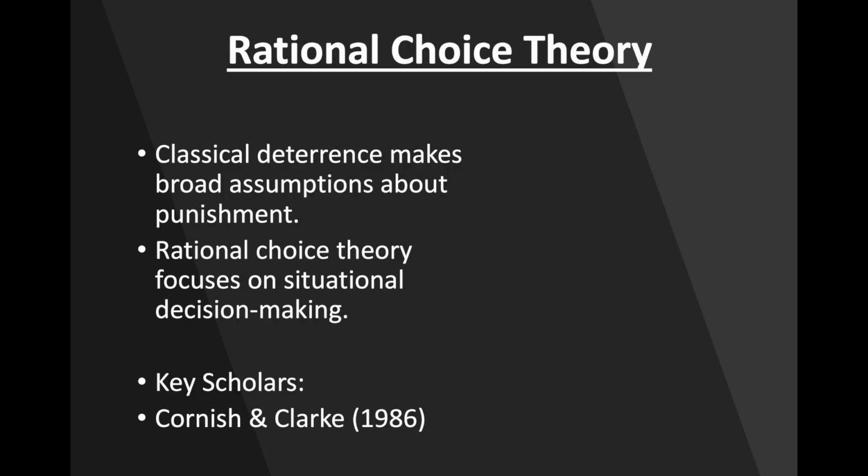Cornish and Clark attempted to preserve the idea that offenders make decisions while acknowledging that those decisions may be imperfect, emotional, rushed, biased, or constrained by circumstance. So, rational choice theory becomes sometimes more psychologically realistic than early classical criminology.